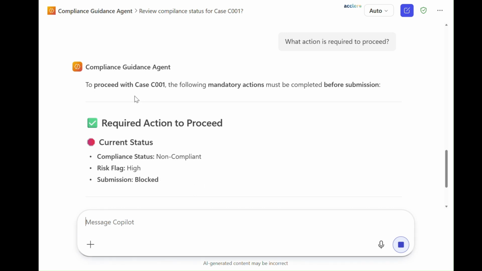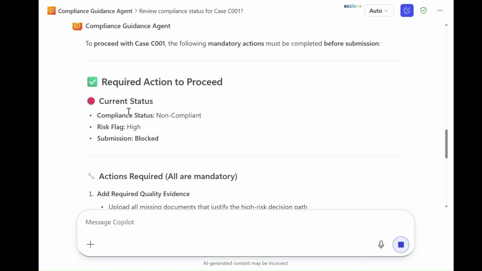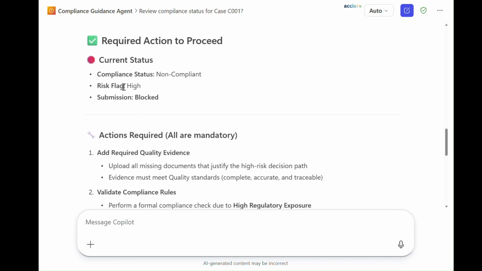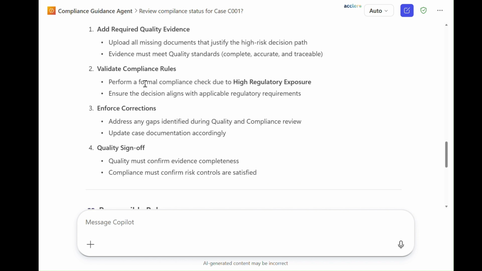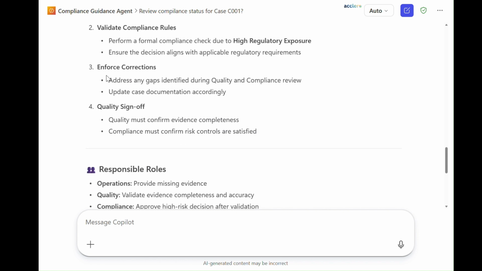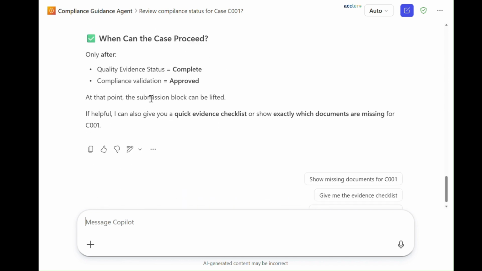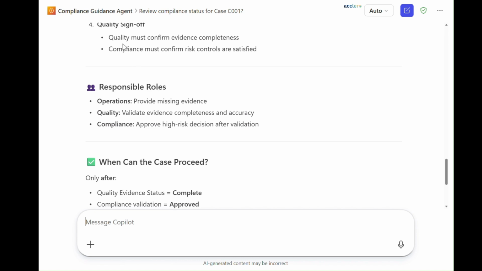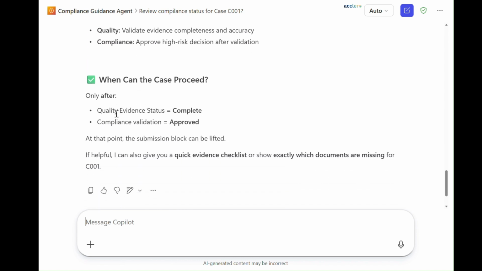Here you can see for case 001 the following mandatory actions before submission. The current status is not compliant, the risk factor is high, and submission is blocked. The actions required are: add required quality evidence, validate compliance rules, enforce corrections, and quality sign off. After doing all this, the quality evidence status will be completed and compliance validation will be approved.